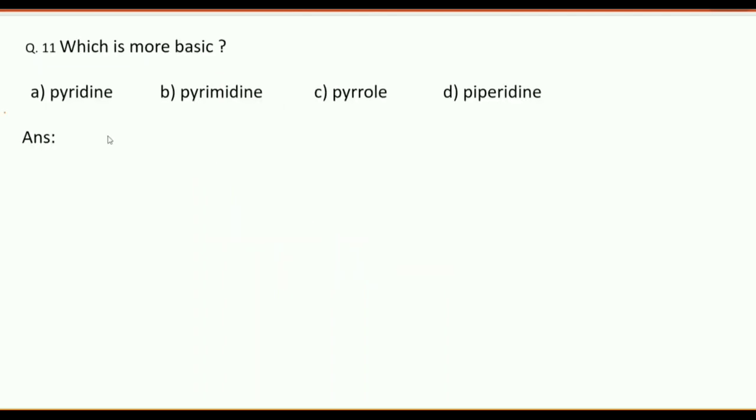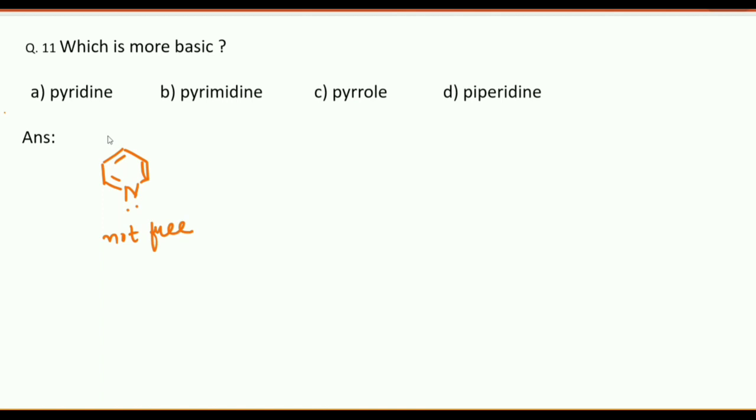11th question, which is more basic? Pyridine, pyrimidine, pyrrole and piperidine. So what is the structure of pyridine? One nitrogen atom which contains a lone pair. So this lone pair is not free. It will participate in the resonance. So the lone pair is not free.